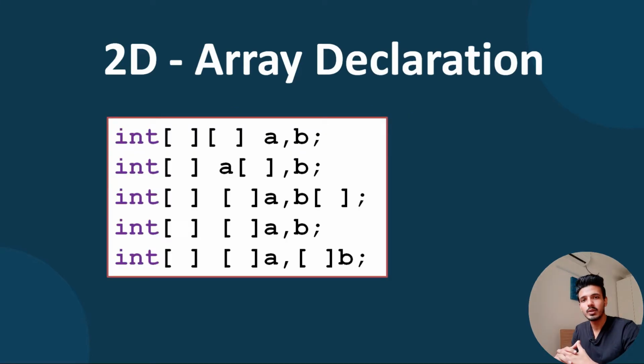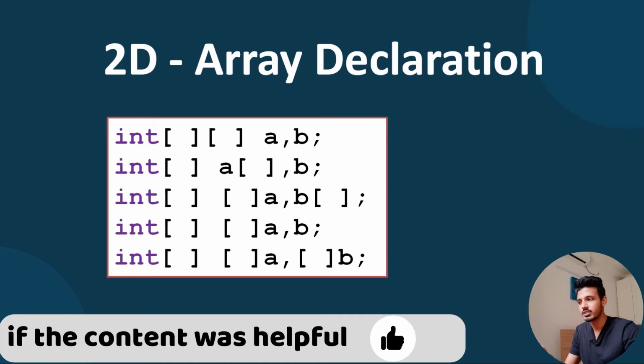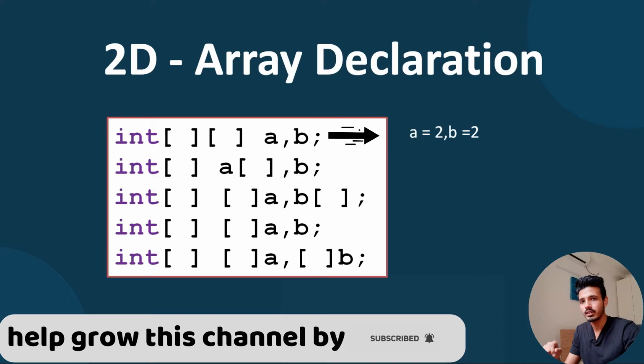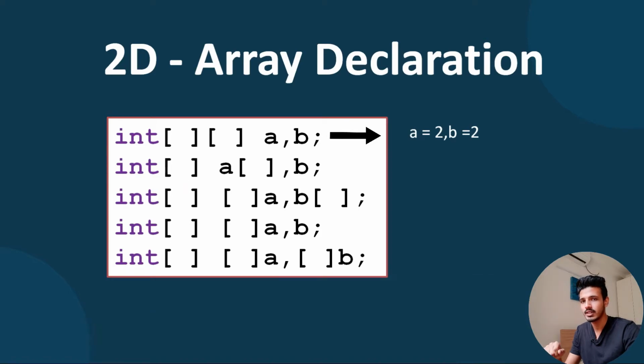Now let's have a look at some examples so that we can understand the declaration concept well. In the first example, let's identify the size of the arrays being declared here. There are two variables a and b, and in the basic form both of these variables have a size of 2. So a will have a size of 2 and b will also have a size of 2.